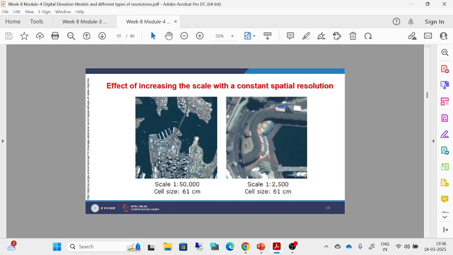Now here the cell size is the same, but the scale has been changed. The cell size is intact, but you have zoomed in. You have gone in much more detail. So the scale has decreased. Increasing scale with a constant spatial resolution. Here it is 1:50,000, so a lot of information is here. This is a large scale image. And then when you zoom in, this is a large scale image and this is a small scale image.